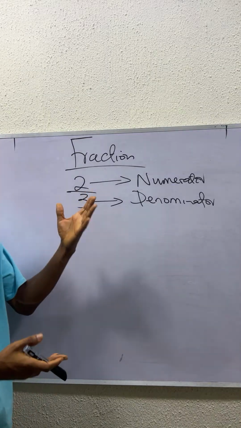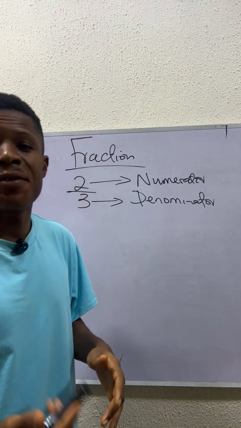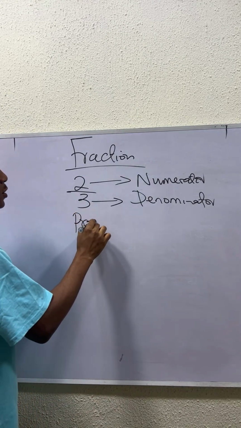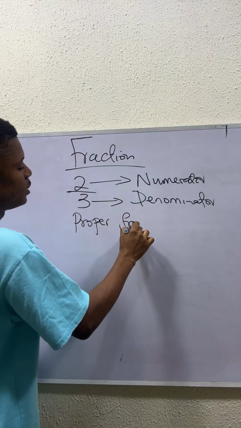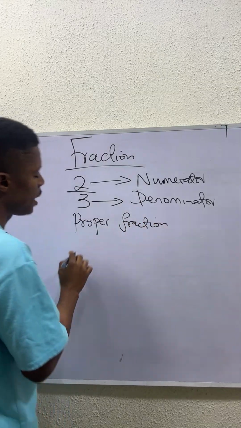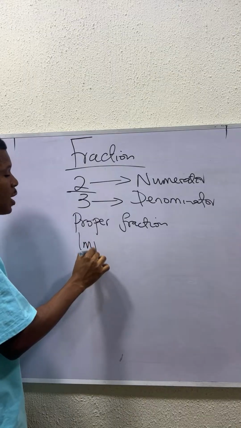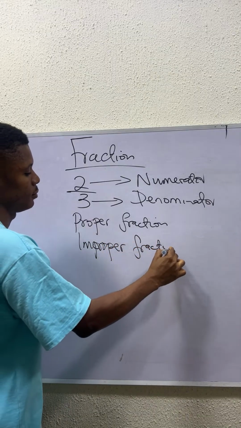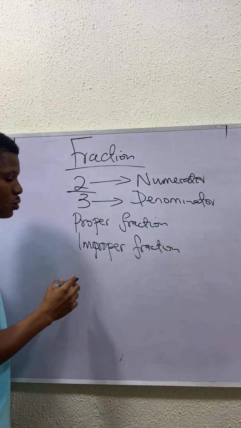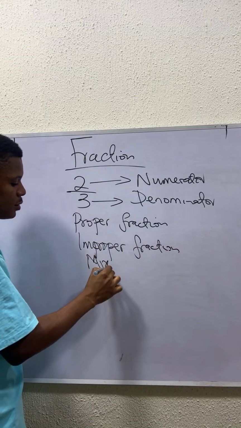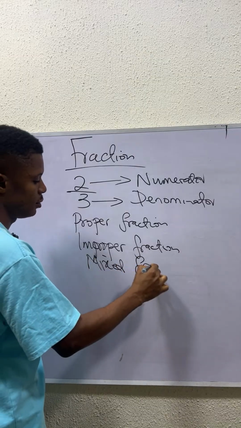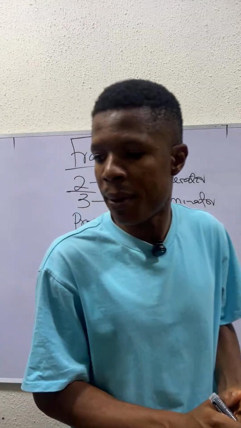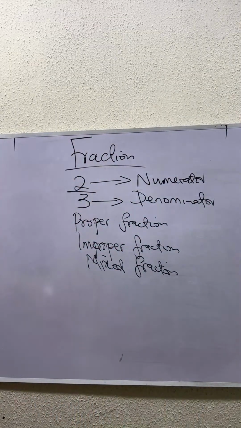So these are the two parts of a fraction we have. Fractions exist in three types. We have the proper fraction, and we have the improper fraction. We also have the last one, which is the mixed fraction. How can we differentiate between the proper fraction and the improper fraction?